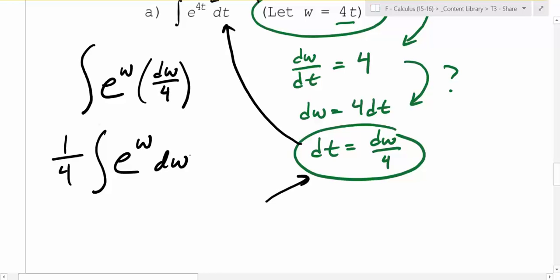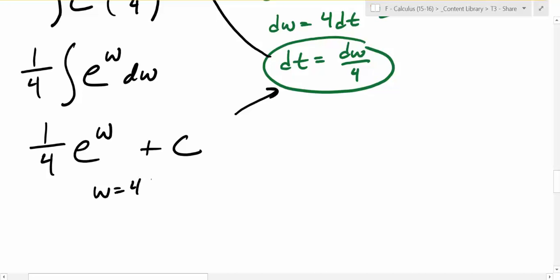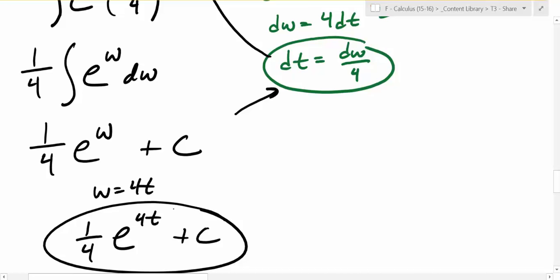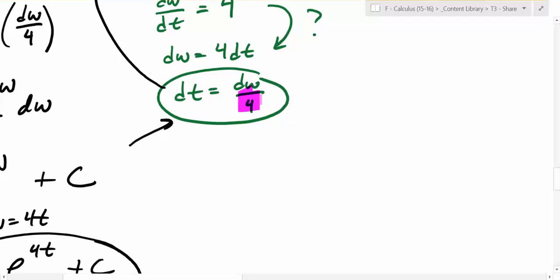Oh, what is the integral of e to the w? We just know what the integral of that is. E to the w. So now you have 1/4 e to the w plus c. What does w equal again, everybody? 4t. So now what do we have? 1/4 e to the 4t plus c. Hey, is that the exact same thing we got before? Yes, but this gives you a process for finding this 1/4.